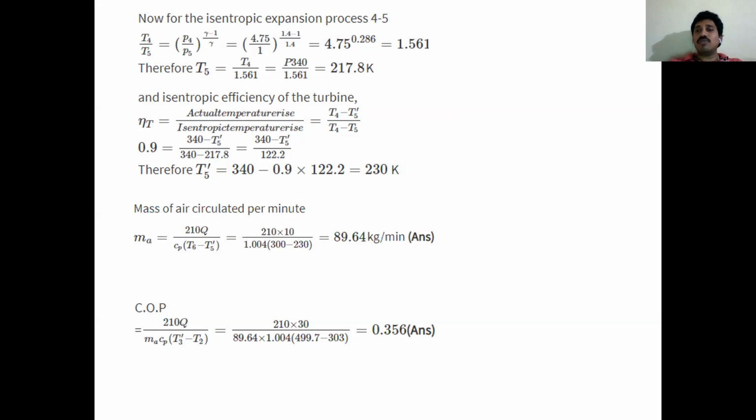Like this, we can solve theoretical and actual problems in the case of an aircraft refrigeration system without evaporative cooling. In the next class, I'll discuss one more aircraft refrigeration system with evaporative cooling, and the bootstrap air refrigeration system. Then I'll close unit 1.